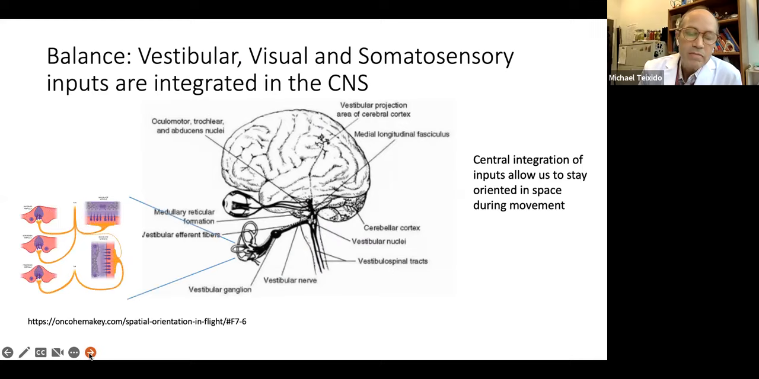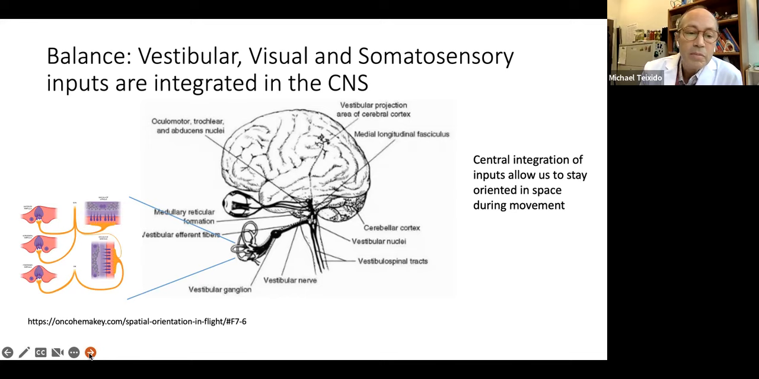The vestibular labyrinth has five organs in each inner ear: two otolith organs, which are linear accelerometers, of course, and three angular accelerometers. It's important to note that the otolith organs came first and that the semicircular canals came later in evolution, because they needed to solve a problem. And then hearing came after that.